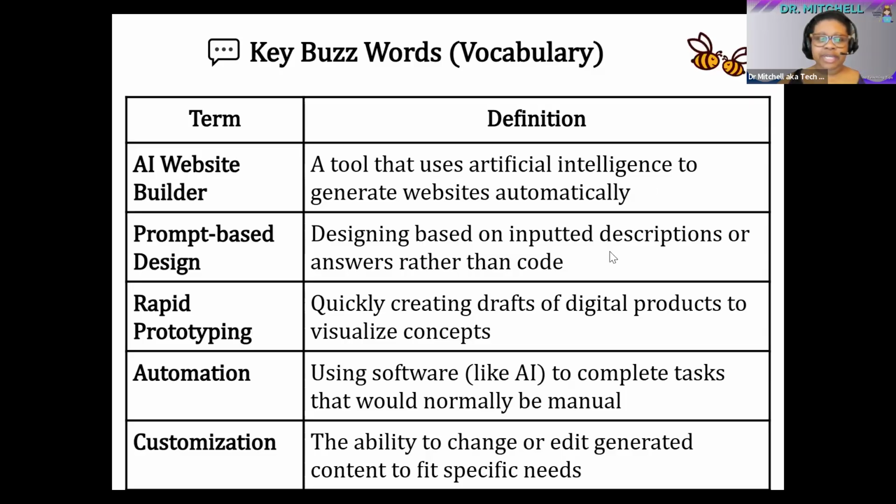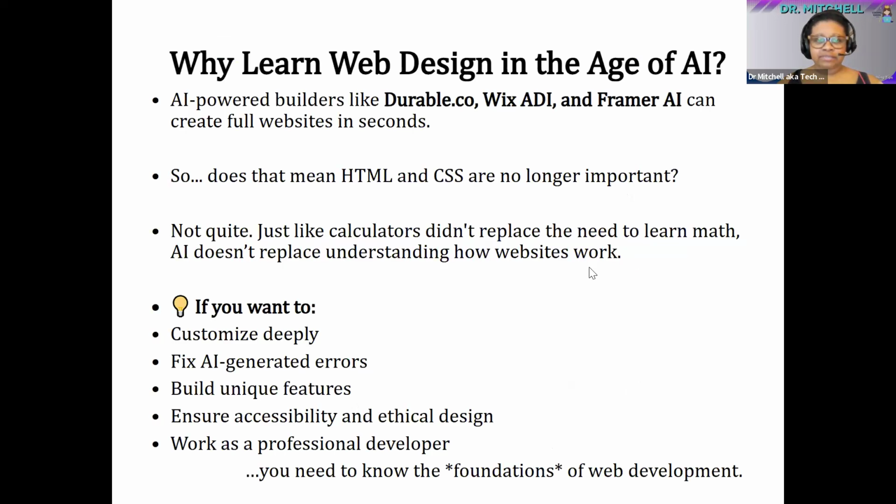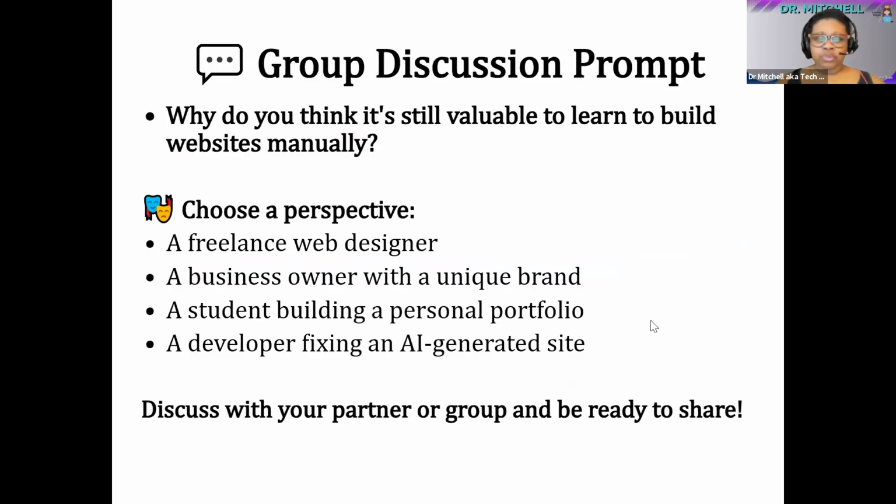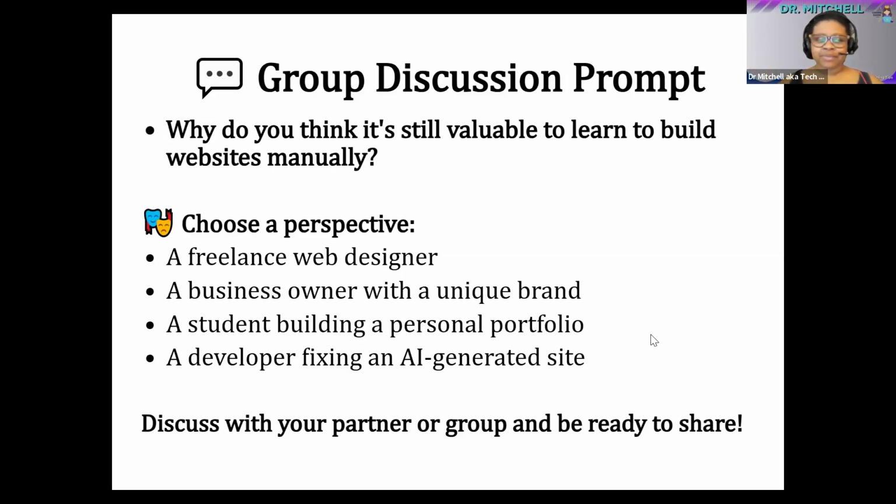All right, so there is a mini reading and discussion. In this mini reading discussion, I just want you to read through why learn web design in the age of AI. Okay. In a group or in a pair, this is your prompt. Why do you think it's still valuable to learn to build websites, as I like to say, manually, or it's just programming? I want you to choose a perspective, you and your partner, or I don't want more than 3 or 4 people in a group. So keep that in mind, bear that in mind.